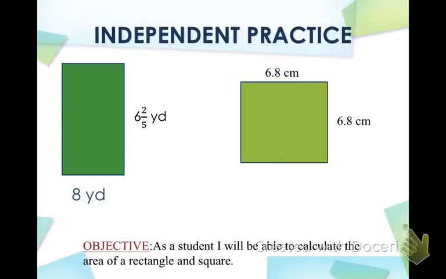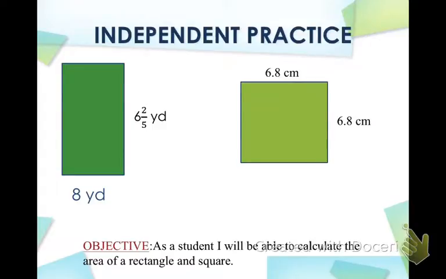All right, ladies and gentlemen, you have 2 to do on your own. Remember, our formula is area equals length times width. Go ahead and pause the video. You can do these right now. Alright, and I'm back. Ladies and gentlemen, we're going to go ahead and get started.